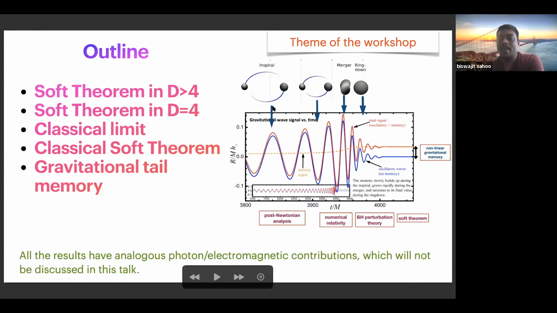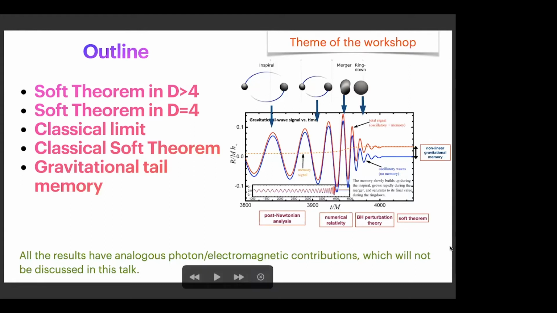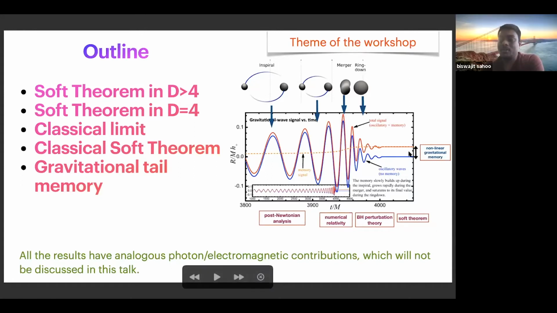For example, if we consider the black hole merger problem, when the black holes are far apart and inspiraling, we usually use post-Newtonian analysis to get the waveform. When they are very close to each other in the merger phase, one has to use numerical relativity because of the strong gravitational force. After they form a single black hole, to understand the ringdown phase one uses black hole perturbation theory. When the ringdown is over and the quasi-normal modes have died out, if we wait for a long time, then we can measure the soft theorem. So the soft theorem only helps to understand the gravitational waveform in this late-time phase, where we can use it to understand the gravitational memory.